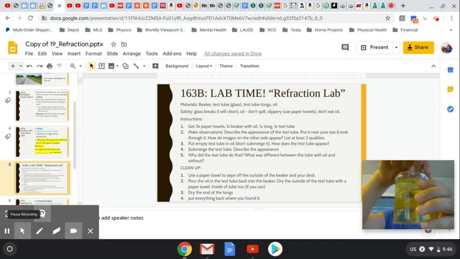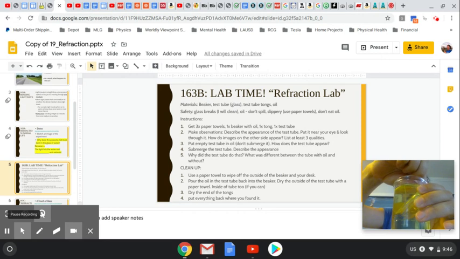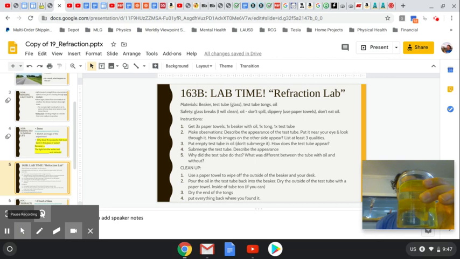Okay, so let's see what happens when we submerge this in oil. Where'd it go? Do you see it? If you have good eyes, you can see it. It's still there. This isn't perfect, but it's essentially disappeared.